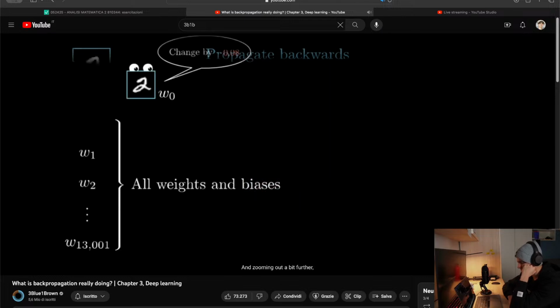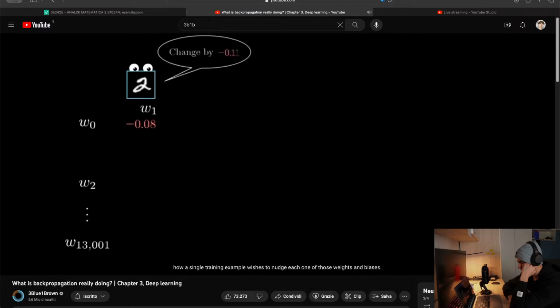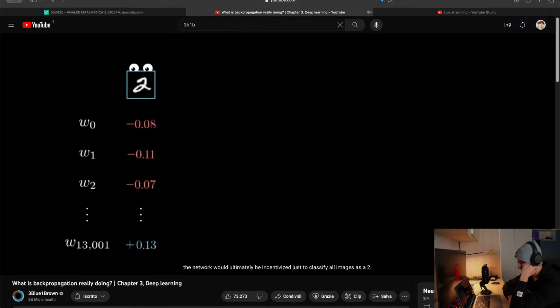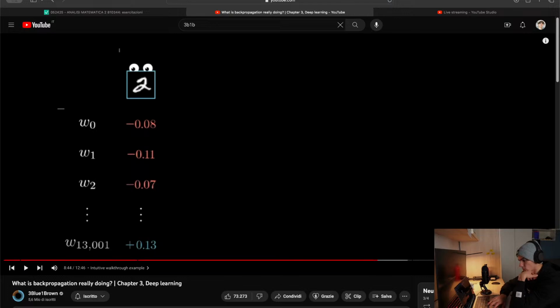And zooming out a bit further, remember that this is all just how a single training example wishes to nudge each one of those weights and biases. If we only listened to what that 2 wanted, the network would ultimately be incentivized just to classify all images as a 2. Let's remember that it must not do this only for this 2, but for many numbers, because otherwise it would only know how to recognize 2s.